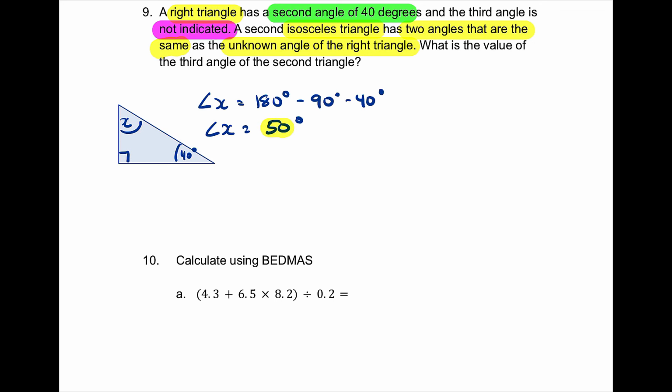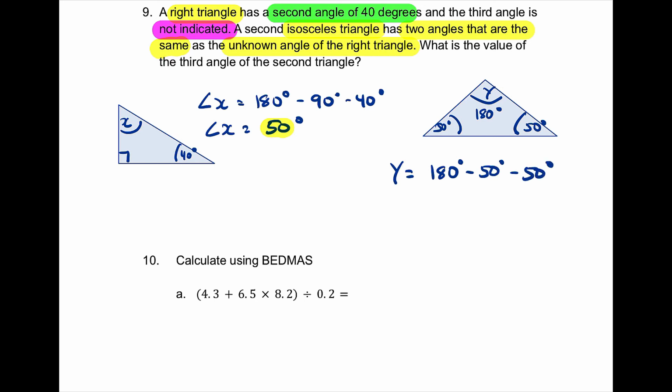So basically what I have is another triangle like this. And these two angles down here look similar, and they're going to be 50 degrees each. What is the value of the third angle? Well, I know that all three angles are going to equal 180 degrees, so I've got my angle that I'll call y here, give it a different variable. So y is going to equal 180 degrees minus 50 degrees minus 50 degrees, and so y is going to equal 80 degrees. And that would be your final answer.